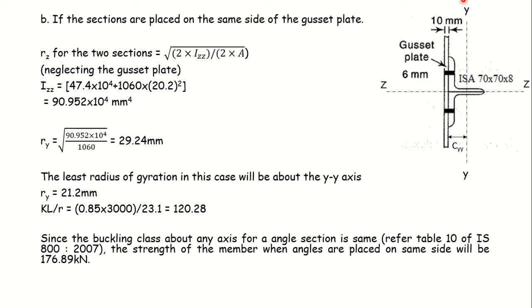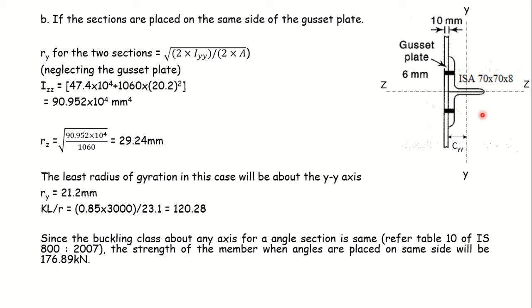Okay, so about the y-axis it will remain the same. That will be 21.2. That will be the same as that of the single angle section, because this radius of gyration will be 2 times the I of the individual section divided by 2 into A. So that will be right. So this Ry is given by 2 into Iyy divided by 2 into A.